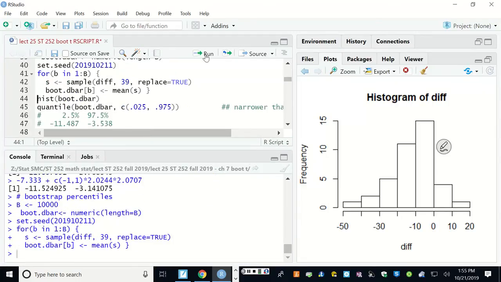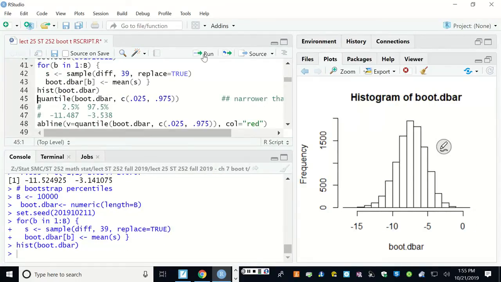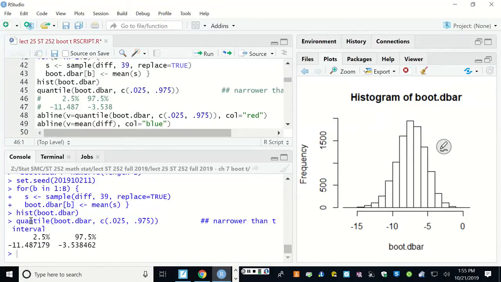And I run through that. And here are the bootstrap averages. Right? -7 is pretty much in the middle. 7.3. So pretty much there. The 95% quantiles for that is -11.49 up to -3.54. And that would be this interval for where the average is. This one's a little bit narrower, more narrow than the t-interval.